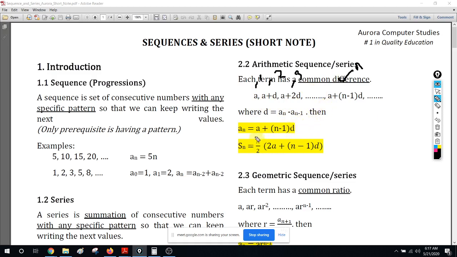So the nth term for the arithmetic sequence is a plus n minus 1 times d. That is something you have to remember, and of course you have done it in your O level. Now let's see, if I want to write it as a summation, or if you want to write it as a sequence but still want to do a summation up to n terms, right?